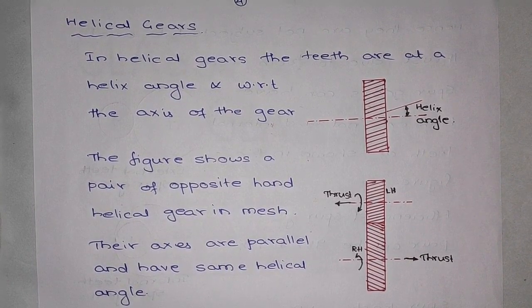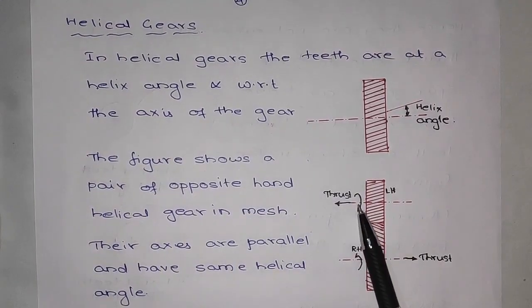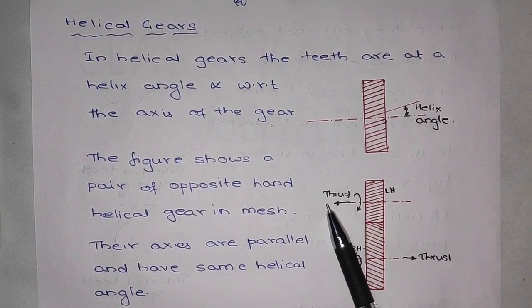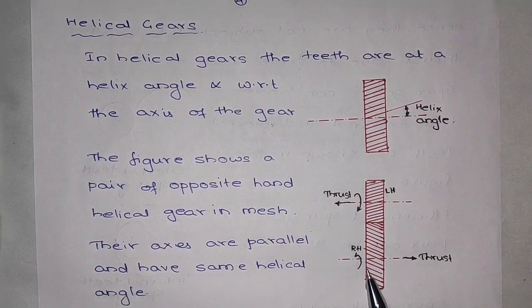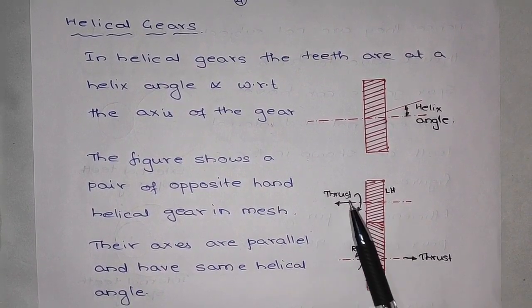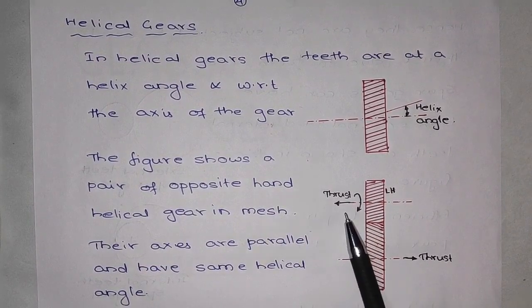Also, helical gears are used in high-speed applications compared to the spur gears and have larger load carrying capacity. Also, helical gears are subjected to axial stress or axial thrust due to the tooth load. So here, because of this inclination, there will be an axial thrust towards this side for the pinion and towards the right side for the gear. So this axial thrust is the major drawback in helical gears.